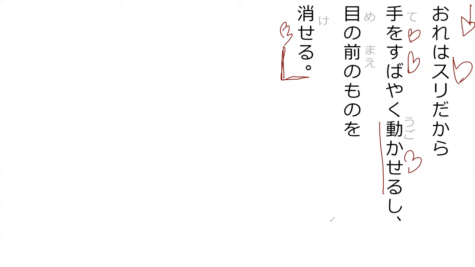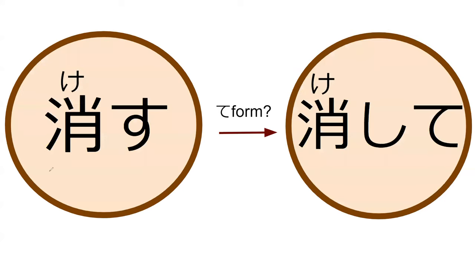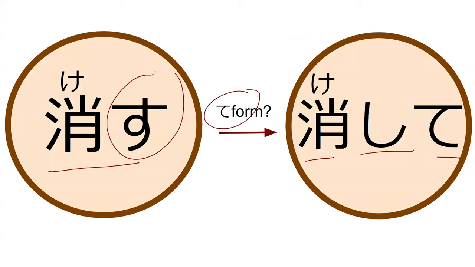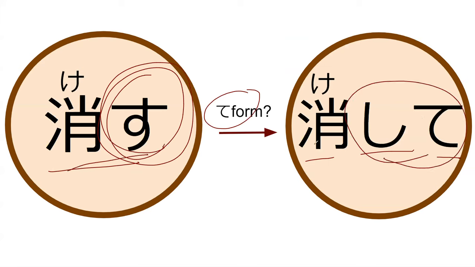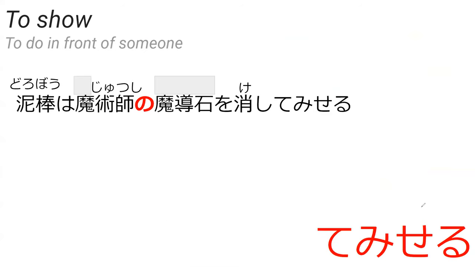Perfect. Nice, nice. So the verb kesu conjugates to the te form as keshite. So anything that ends with su is going to end with shite in Japanese. So kesu, keshite. So miseru, as that seru there for ability to do something. A lot of times te miseru means to kind of show somebody something, to do in front of somebody in this kind of context. But it is this, to show, miseru.